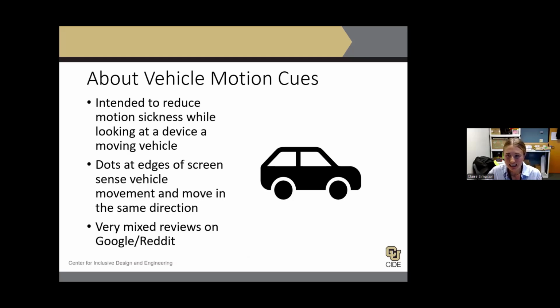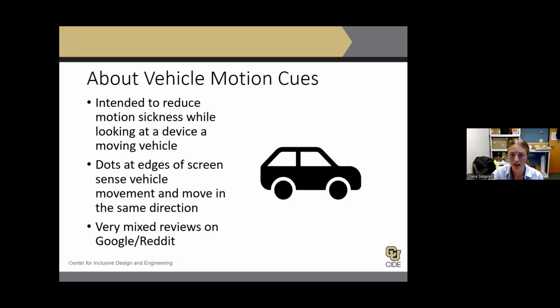The next feature is vehicle motion cues. And what this does is it's intended to reduce car sickness associated with looking at a device while you're in a moving vehicle. So really important accessibility feature, because a lot of people need to be able to access their device in a car, especially if you think about AAC users, need to have access to their communication while they're in a car. But for a lot of people, looking at a static screen while they're in a moving vehicle can cause motion sickness. So what vehicle motion cues does is it puts these dots around the edges of the screen.